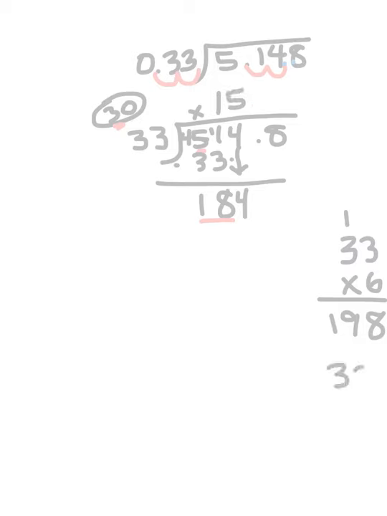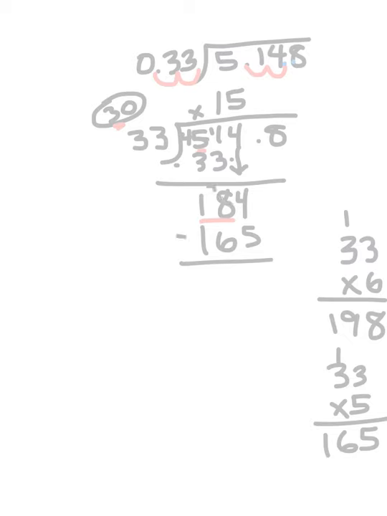So now I'm going to go 33 times 5. Notice I just do it off to the side. 5 times 3 is 15, carry a 1. 5 times 3 is 15, plus 1 more is 16. So 165. I subtract. I can't do 4 minus 5, so I have to borrow. 14 minus 5 is 9. 7 minus 6 is 1. Can I have 19 left over? Yes, I can. It's smaller than 33. So I bring down my 8.